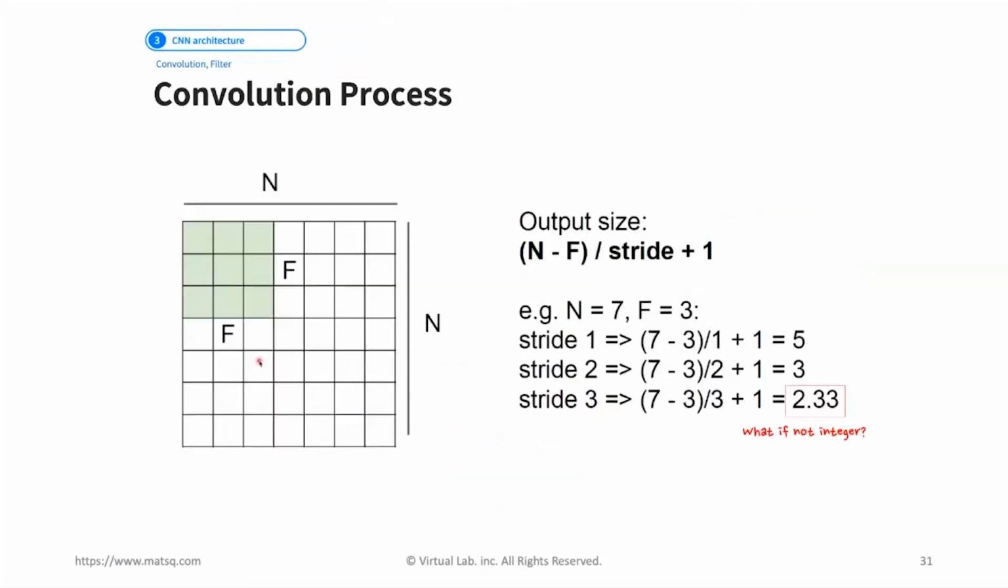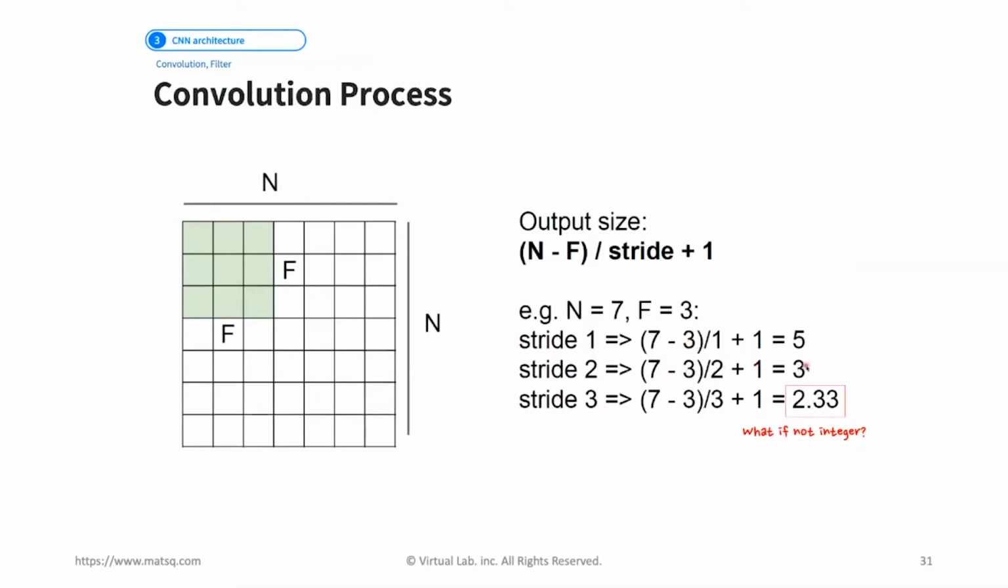Let's generalize. The output size is equal to (n minus f) divided by stride, plus 1. For example, the image size is 7 and the filter size is 3. What if the stride is 1? 7 minus 3 divided by 1 plus 1 is equal to 5. With stride 2, 7 minus 3 divided by 2 plus 1 equals 3.